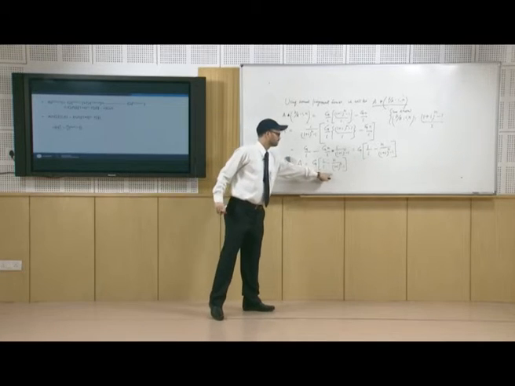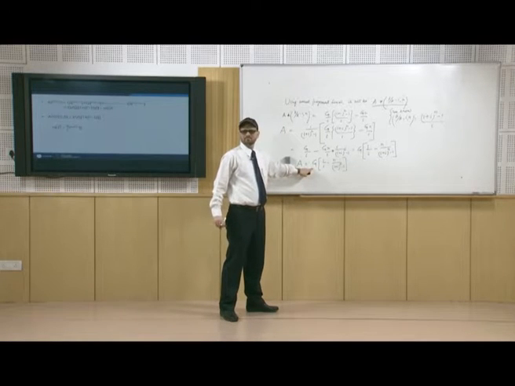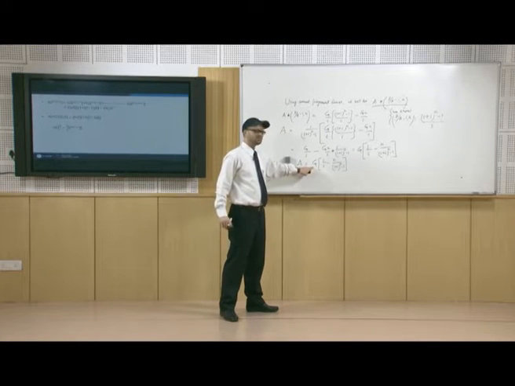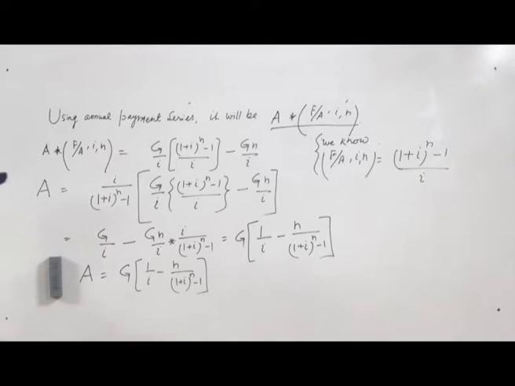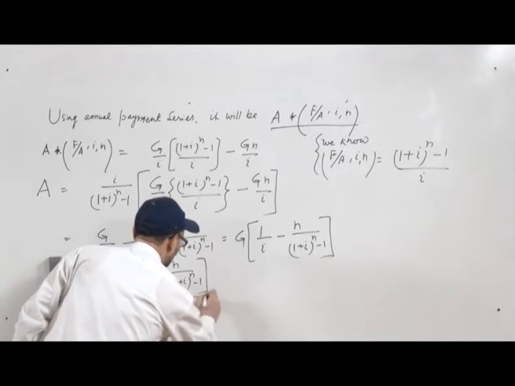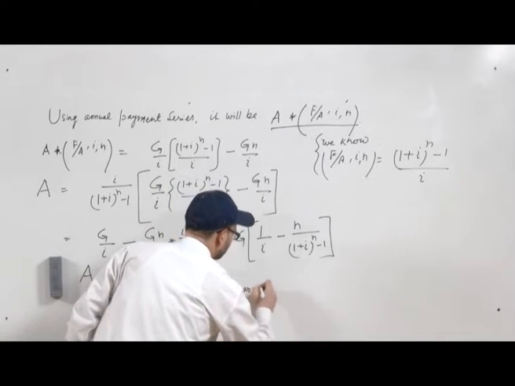This is the factor which, when multiplied with g, the constant gradient amount, will give you the equal year end amount equivalent value. So, this is a factor which is known as linear gradient series factor.